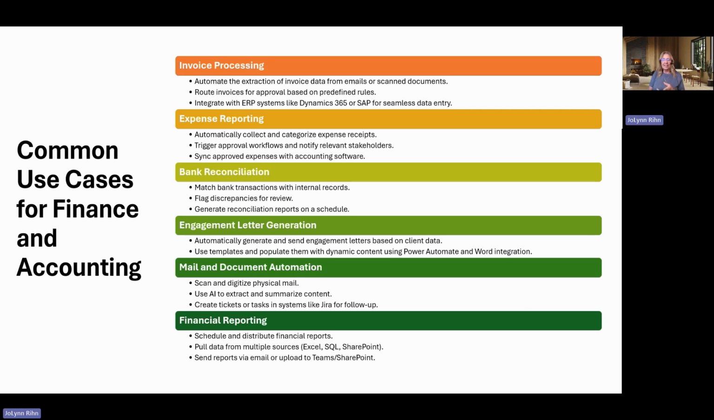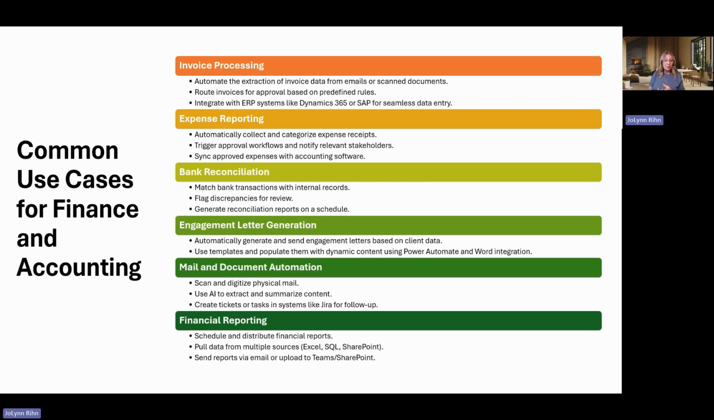Mail and document automation, where we can scan and digitize physical mail. We can use AI to extract or summarize the content of them. We could create tickets or tasks in systems. And of course, financial reporting is very commonly used as well.